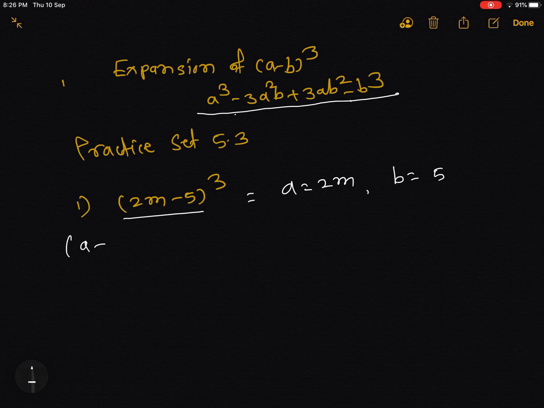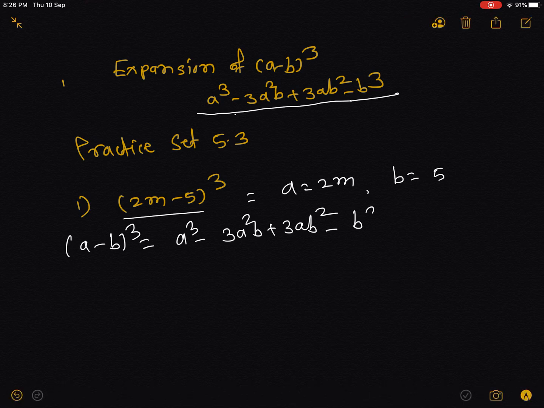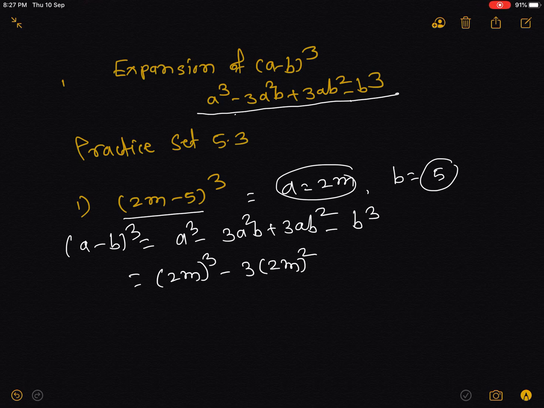Then the formula is (a − b)³ = a³ − 3a²b + 3ab² − b³. The value of a is 2m and the value of b is 5 in this example. That is, a³ is (2m)³, minus 3 into a² which is (2m)² into b which is 5, plus 3 into a which is 2m into b² which is 5², minus 5³. The last term is b³, which is minus 5³.